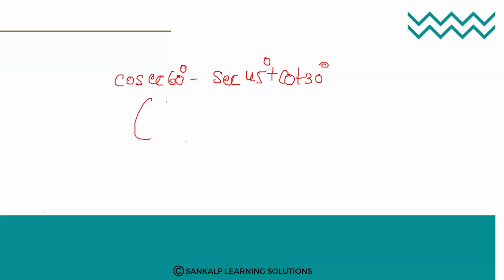Another small question I will solve. Okay, that is, see, cosec 60 degree. This question is for 2 marks. Cosec 60 degree minus sec 45 degree plus cot 30 degree is given. Find out the value of cosec 60 degree minus sec 45 degree plus cot 30 degree. Now, my dear children, what is the value of cosec 60 degree? It is 2 divided by root 3 minus sec 45 is root 2 divided by 1, that is root 2 only, plus cot 30 degree is root 3 divided by 1.